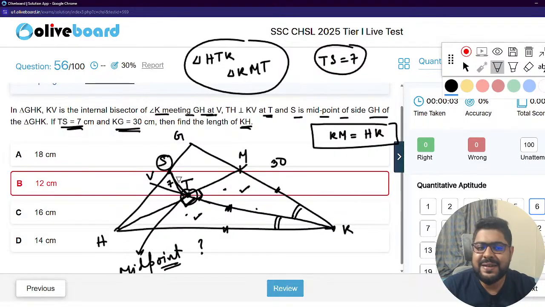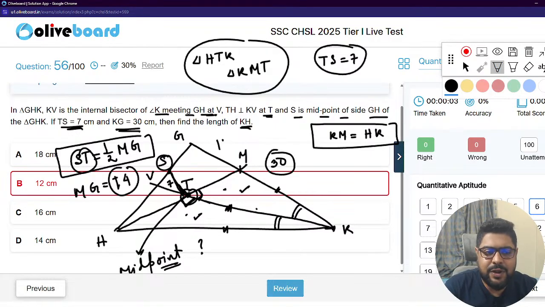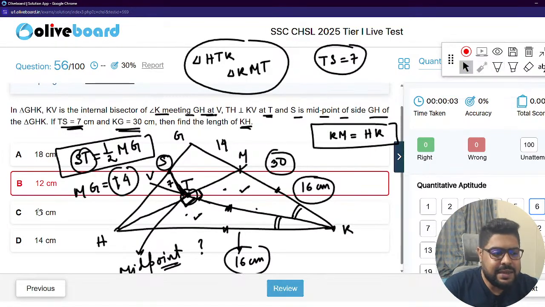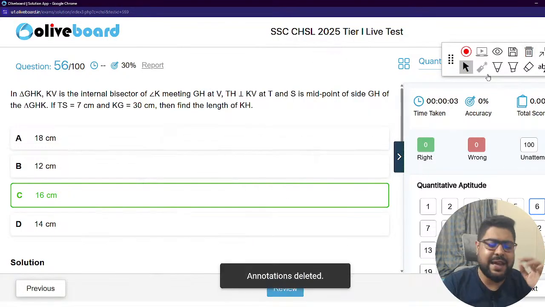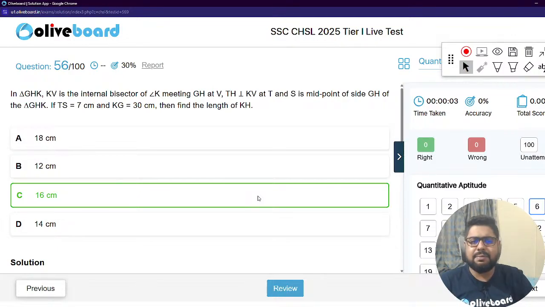So midpoint theorem, sir. This side ST is half of GM, or I can write MG will be double. So if ST is 7, MG is 14, sir. Total 30, this is 14, so this must be 16 centimeters, sir. Now if this is 16, then this is also 16. So answer C, 16 will be the correct answer. It was a little tricky, I will admit. Generally, congruency related questions are asked fewer times.